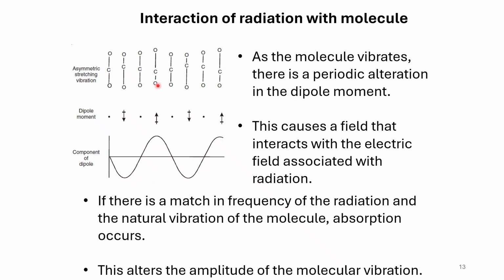The example given here is the asymmetrical stretching of carbon dioxide. During the vibration, it will cause the dipole moment to change. And the dipole moment change will create periodic alterations, and these periodic alterations will interact with the electric field. Okay, so the energy will be transferred from the light source to the molecule.